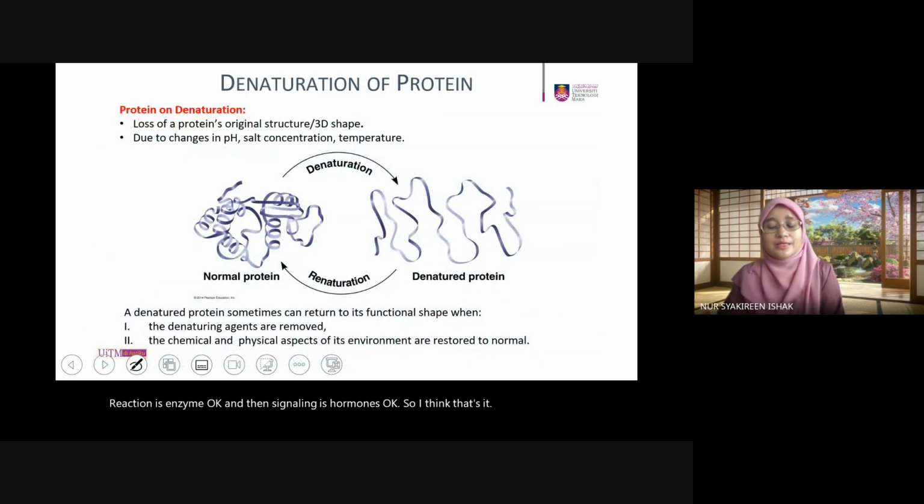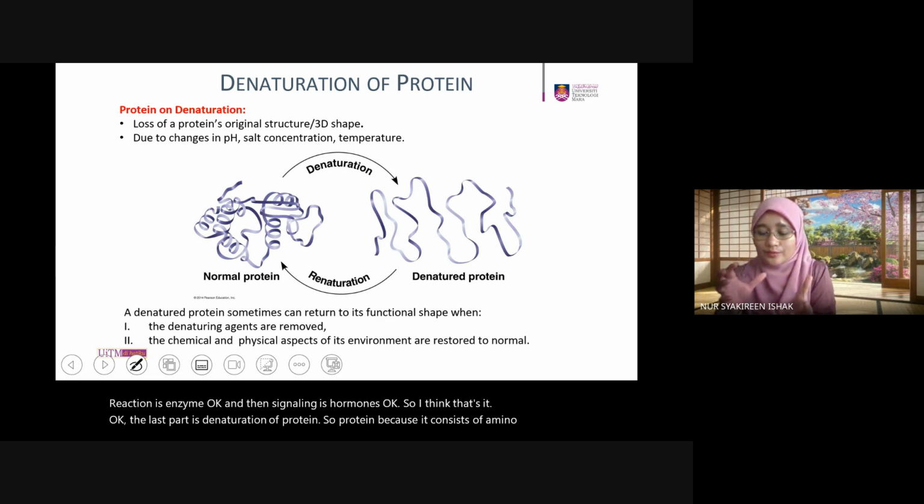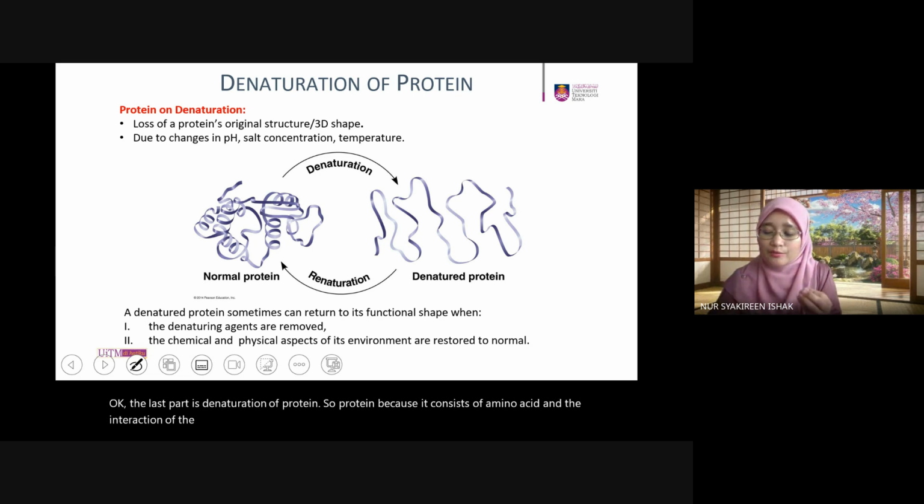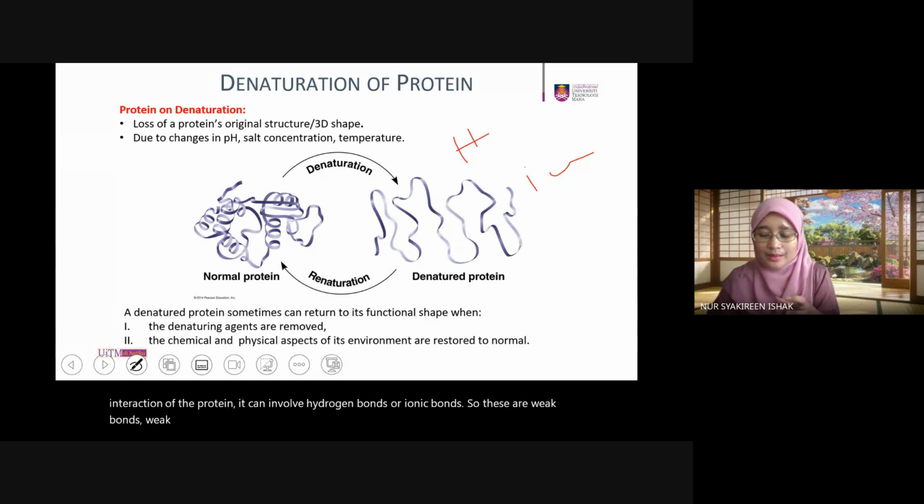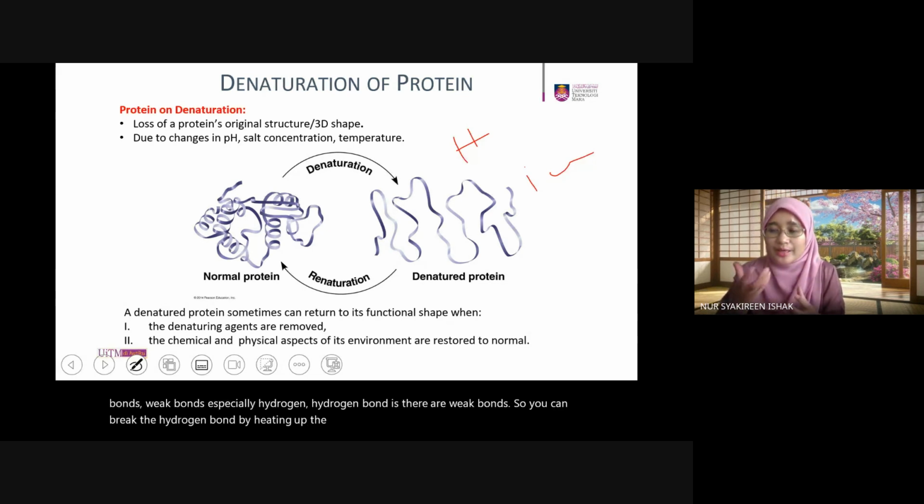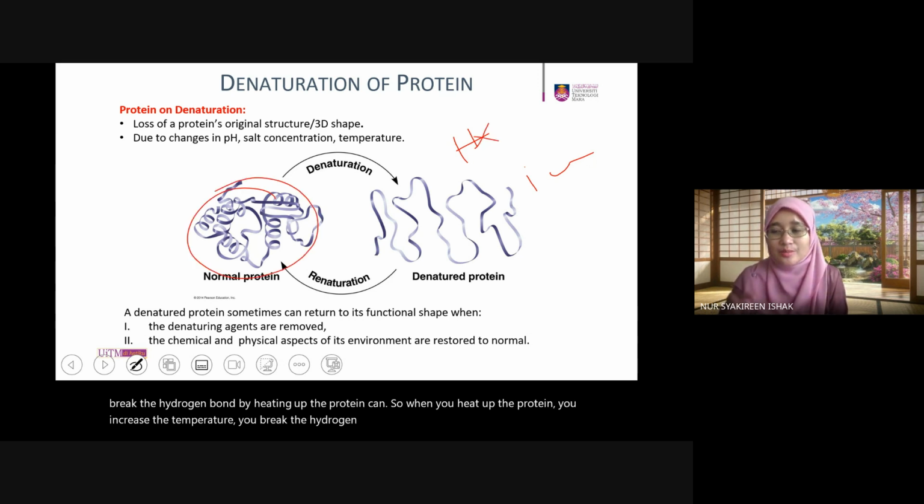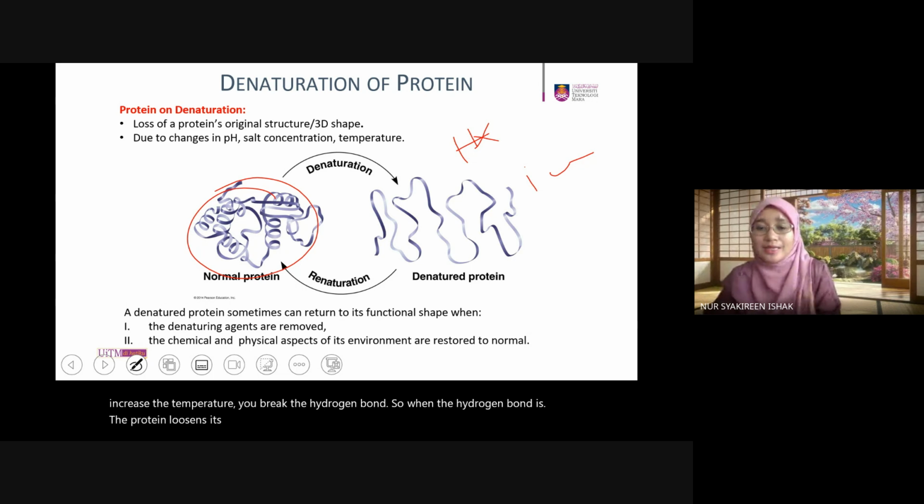Okay, the last part is denaturation of protein. Because protein consists of amino acids and the interactions involve hydrogen bonds or ionic bonds, these are weak bonds, especially hydrogen bonds. So you can break the hydrogen bond by heating up the protein. When you increase the temperature, you break the hydrogen bond. When the hydrogen bond is broken, the protein loses its original shape and becomes denatured, so the protein will not be functional.